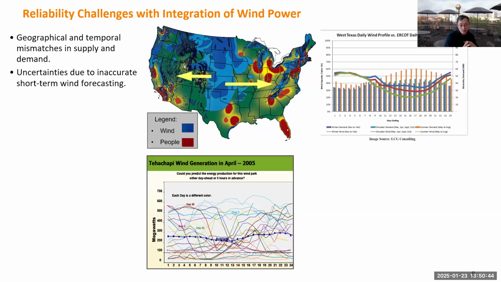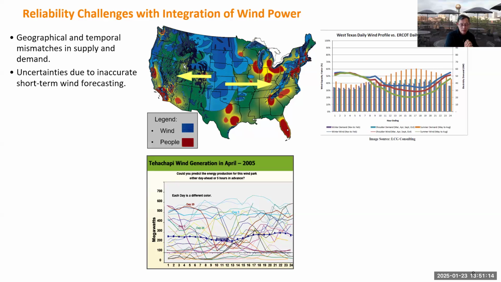The number two concern is about the uncertainties. The bottom chart indicates the same month and the same location, and if you draw the wind generation by the same wind turbine or wind farm at the same location, you can see the curves are very different for different days, which means forecasting the wind generation is also a challenging problem. So the wind generation will bring a lot of uncertainty.